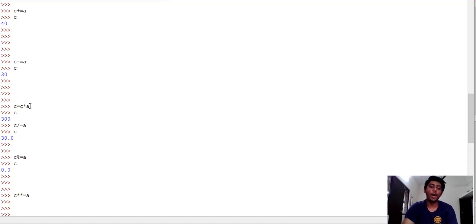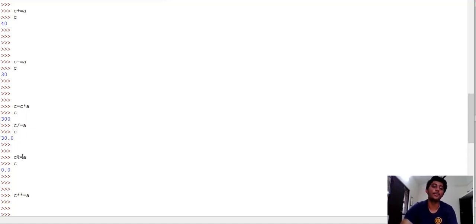C star equal to A, that is C equal to C star A. Since the value of C is 30 and the value of A is 10, the answer is 30 multiplied by 10, answer is 300. C divided by equal to A, that is C equal to C by A, that is 300 by 10, and the value will be assigned to C, the answer will be 30.